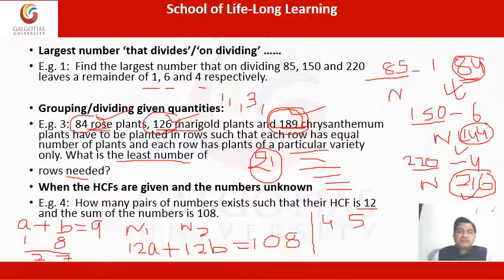So such three pairs would be there. You will get the numbers 12 into 1 and 12 into 8. The second pair will be 12 into 2, 12 into 7. The third pair will be 12 into 4 and 12 into 5. Correct? Okay.